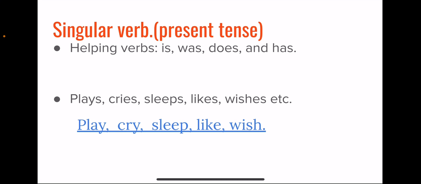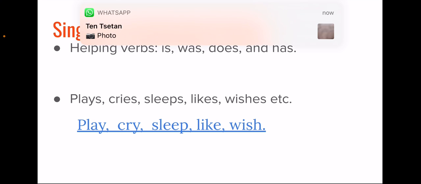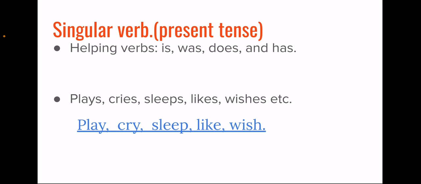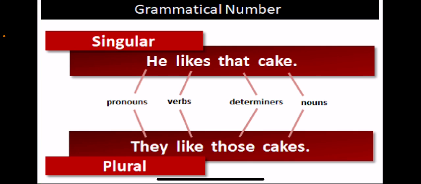So you can see here when the verb is in present tense, we use is. Okay, is, was, does, has. So if you pay attention to it, you will see that every verb has an s at the end of it when it is used as a singular present tense verb. Plays, cries, sleep, right? And then the word under it like play, cry, sleep, these are plural verbs. So that's the only trick here.